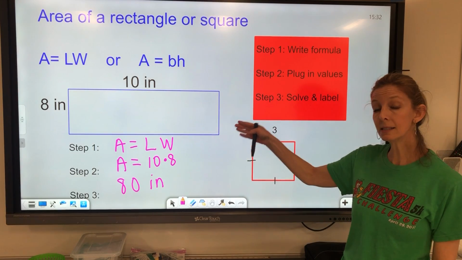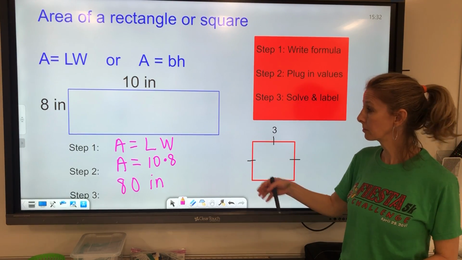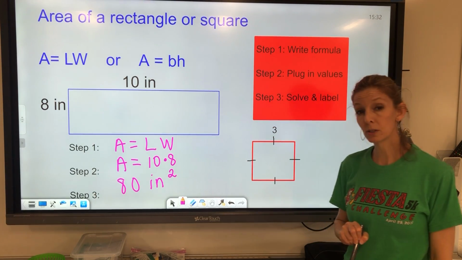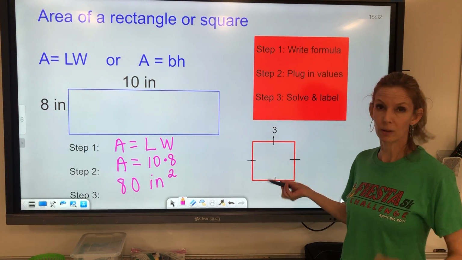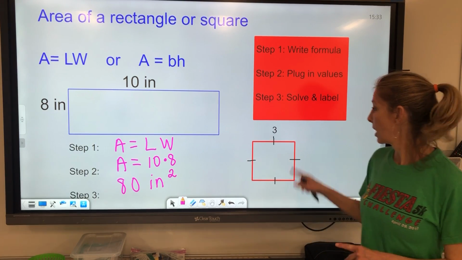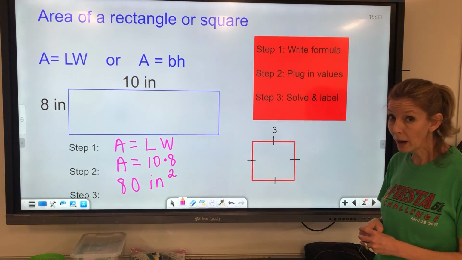And because a rectangle is 2 dimensions, we label it squared, 80 inches squared. You could also write out the word square if you want to. That's your final answer. All right, moving on to a square.